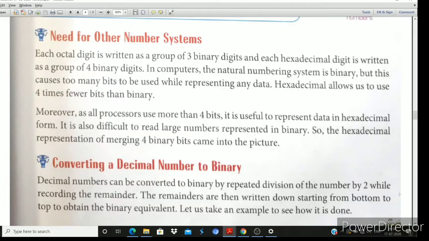So the hexadecimal representation of merging four binary bits comes into the picture.